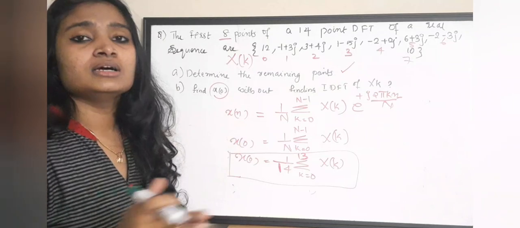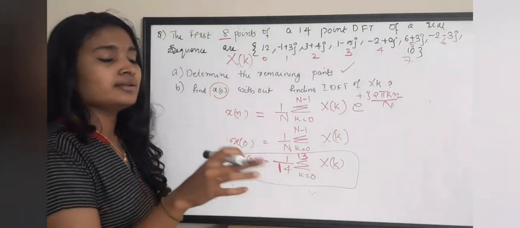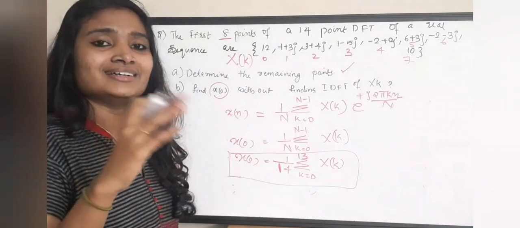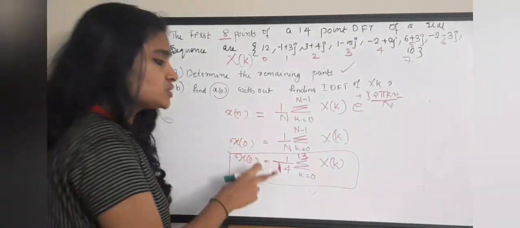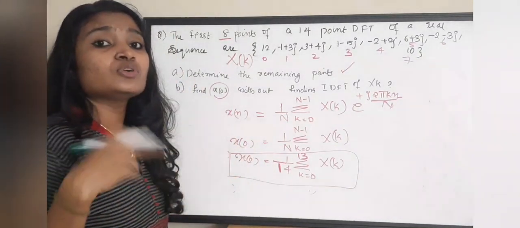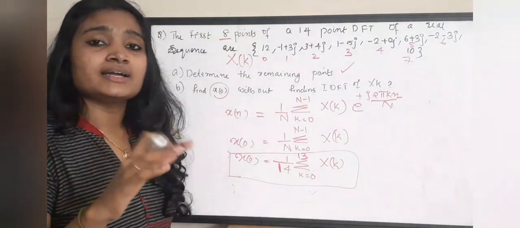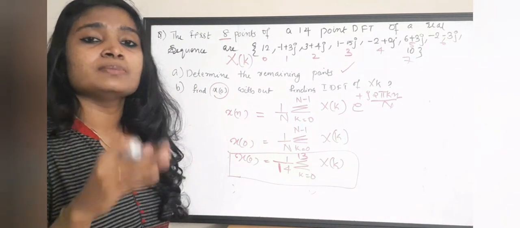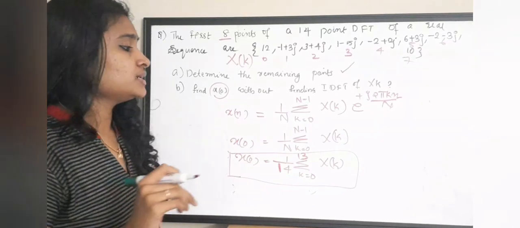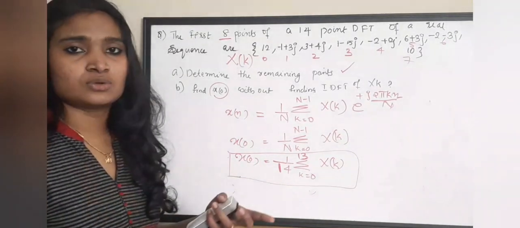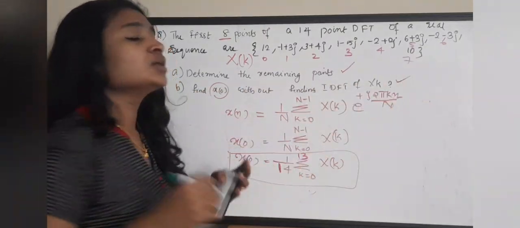So you can find the sum of all the points and then divide by 14, that is n. I'm not saying that n will be the same for every question; for this question the value is 14, and for a different question it can be different. Then divide the sum of the DFT points by n, where n is the length of your sequence, and you will get your x of 0. This is how you have to do the second part of your question also.